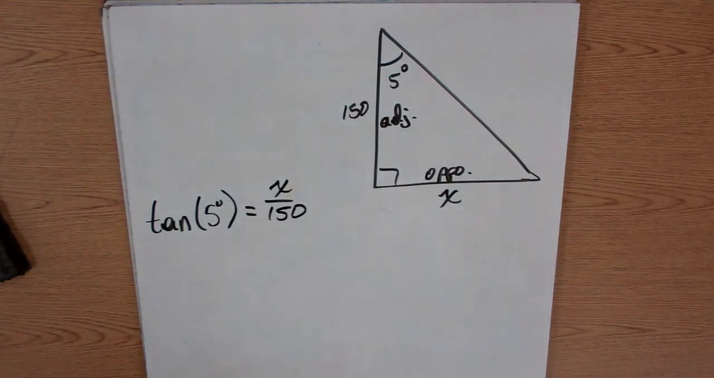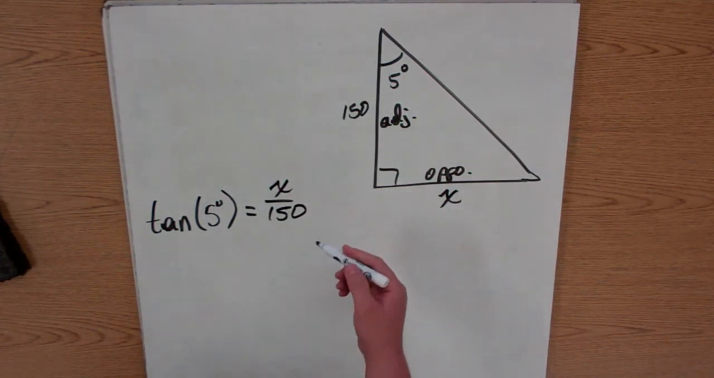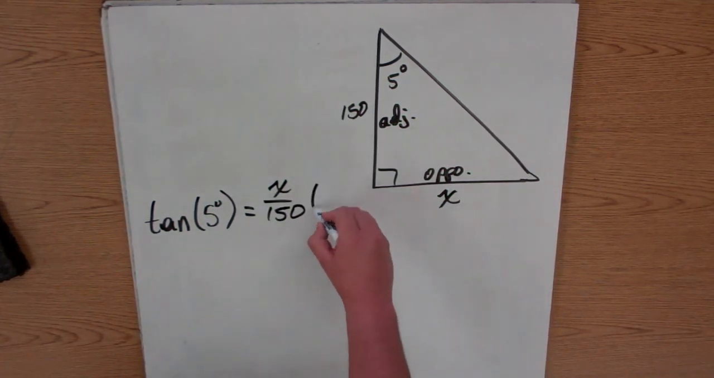Now, to solve for x, the first thing we're going to have to do is get rid of our fraction. We can do that by multiplying by the denominator.